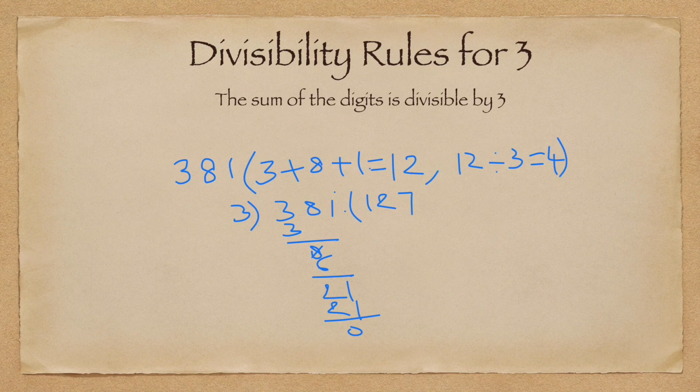Divisibility rule for 3. The sum of the digits should be divisible by 3. Let's see an example to understand this. Let's take the number 381. If you add those digits, what is the sum? 3 plus 8 plus 1 is equal to 12. So the answer is 12. Is 12 divisible by 3? Yes, exactly. We get the remainder 0. So that means if 12 is divisible by 3, then the whole number 381 is also divisible by 3. This is how we test whether the sum of the digits is divisible by 3 exactly or not.